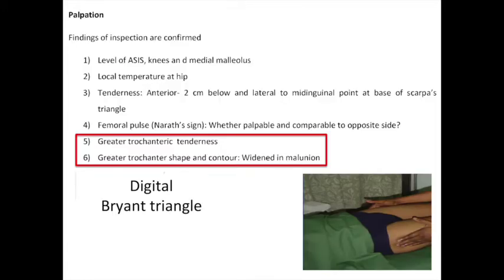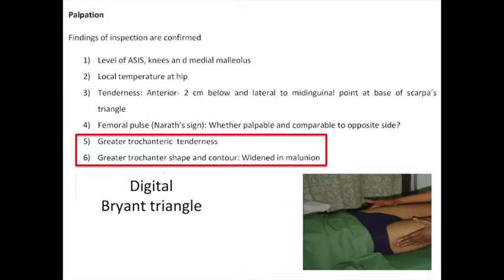Palpation: you again look for the level of the ASIS. In obese patients, at times both the ASIS and the medial malleolus are not very well visible. So you reconfirm your findings of inspection. The first two things you do are local temperature and tenderness, and this tells you whether you are dealing with an acute condition or not. That tells you how gentle you need to be in the further examination.